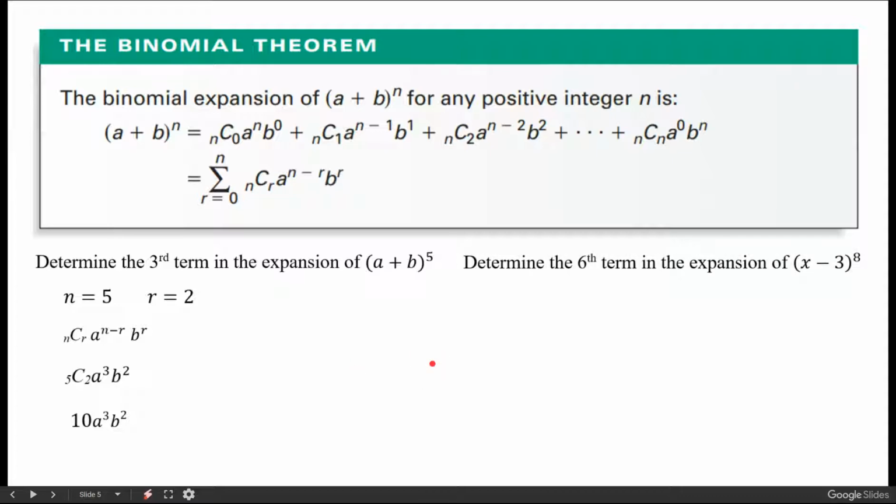Let's try one that's a little harder. The 6th term in the expansion of x minus 3 to the 8th. In this case, n is 8 and r is 5. We input 8 choose 5 into our calculator, multiply that by negative 3 to the 5th, and you're going to get negative 13,608 x cubed.